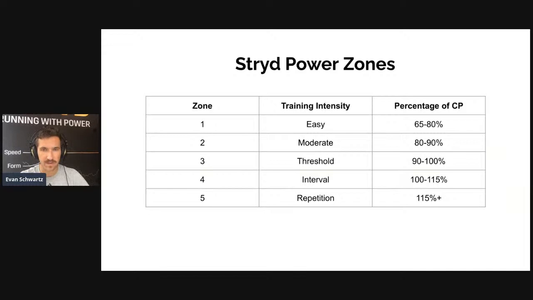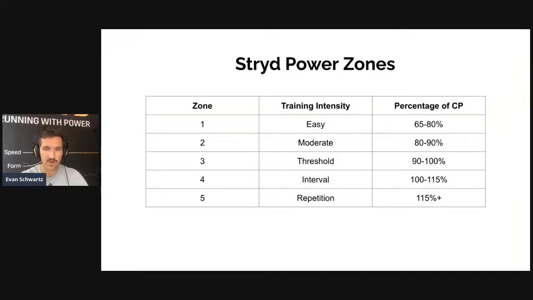We'll be giving examples a little bit later on of specific types of runs that can help you understand in a practical way what these different zones look like. Zone number 2 is the moderate zone. This is 80 to 90% of your critical power. Zone number 3 is your threshold zone. This is 90 to 100% of your critical power.